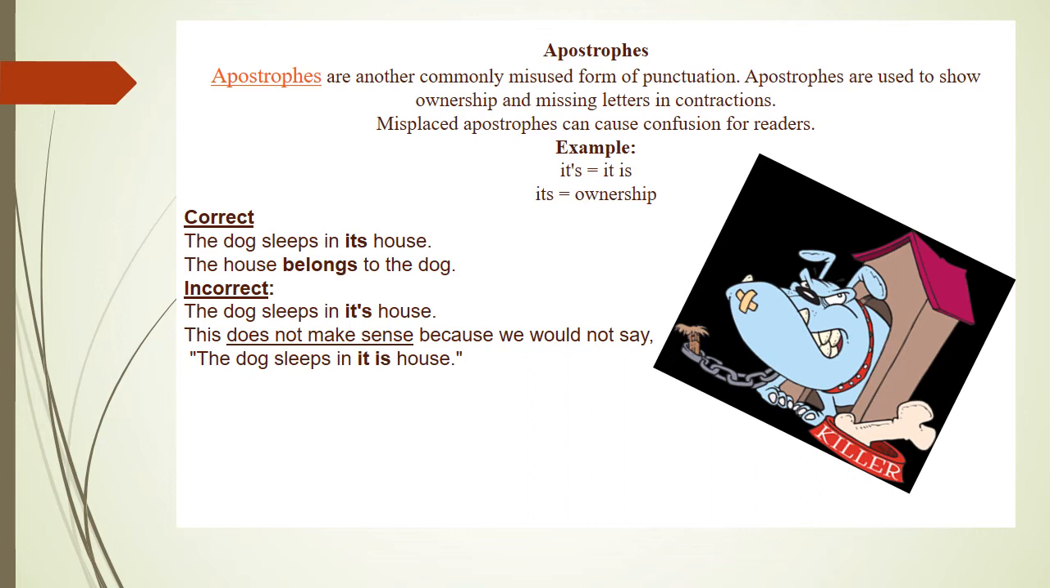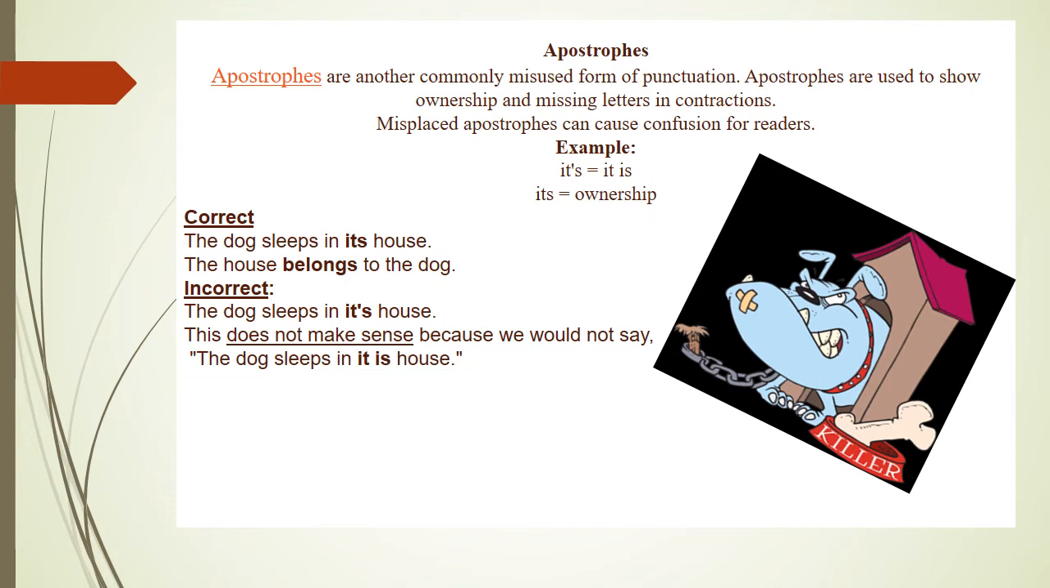Next is its. That is equal to ownership. Means if someone or something is showing some possession, then we use its, without apostrophe. Correct use of these: the dog sleeps in its house. It's the dog's house. The dog is the owner of the house. The house belongs to the dog. So we're using its without apostrophe.